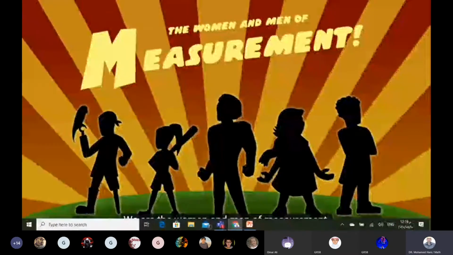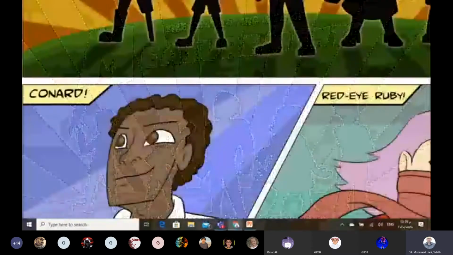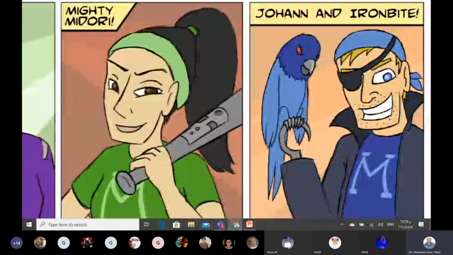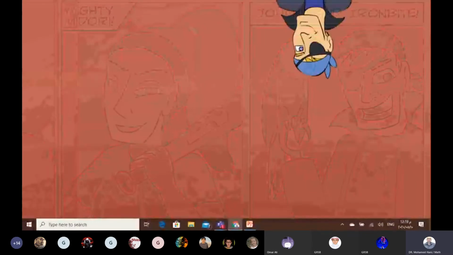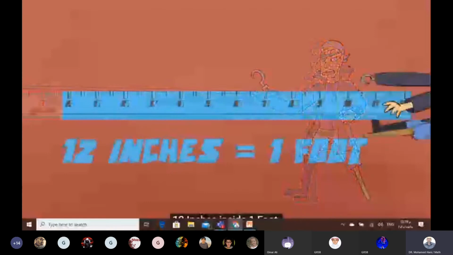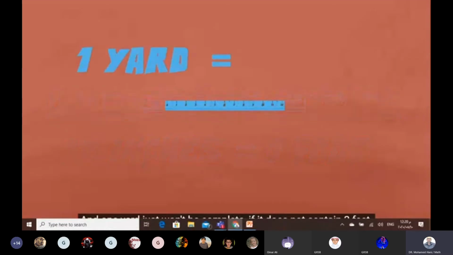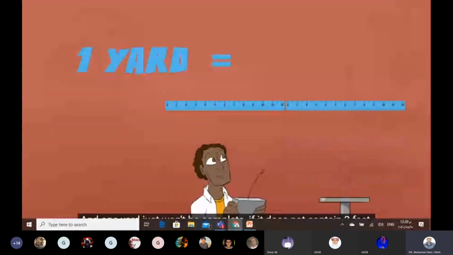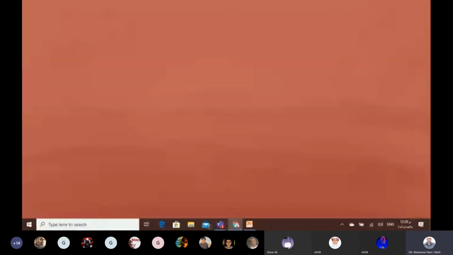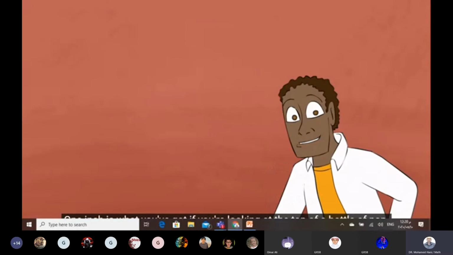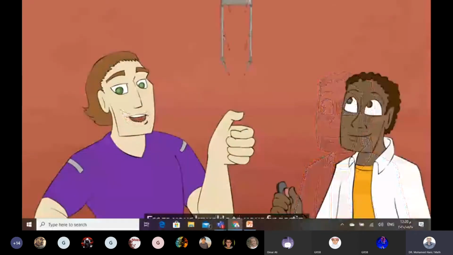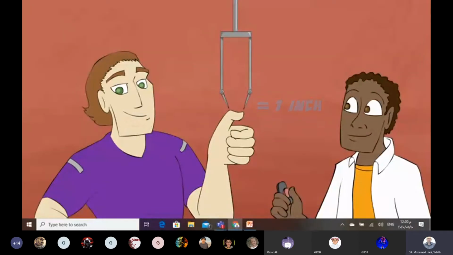We are the women and men of measurement. If there's a distance, we find the length of it. We know we can always put 12 inches inside a foot, and 1 yard just won't be complete if it does not contain 3 feet. 1 inch is what you got if you're looking at the top of a bottle of pop. Your thumb is about 1 inch from your knuckle to your fingertip.